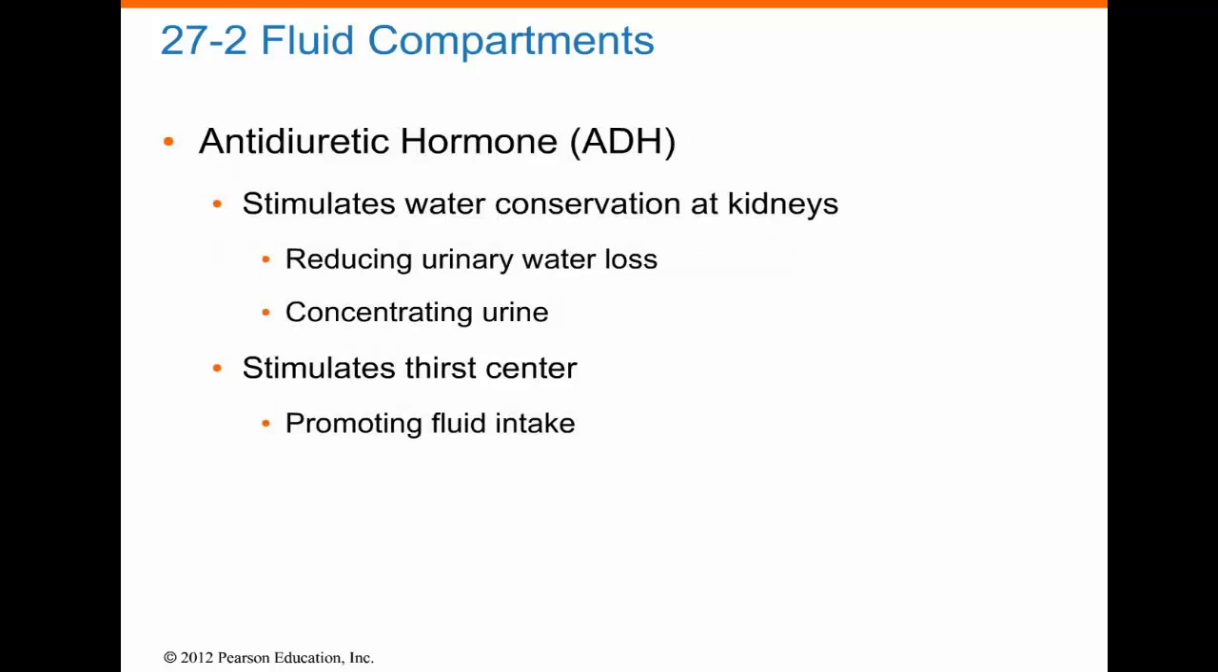Antidiuretic hormone, just as it says, anti-diuresis, stimulates water conservation at the kidney level. So it reduces the amount of urine that's lost, and it concentrates it. And it also stimulates the thirst center. So antidiuretic hormone is released when extracellular fluid level is lower, and the body says, hang on, I don't want to lose any more water. So the hormone is released. It sends messages to the kidneys to say, stop losing so much water through the urine.